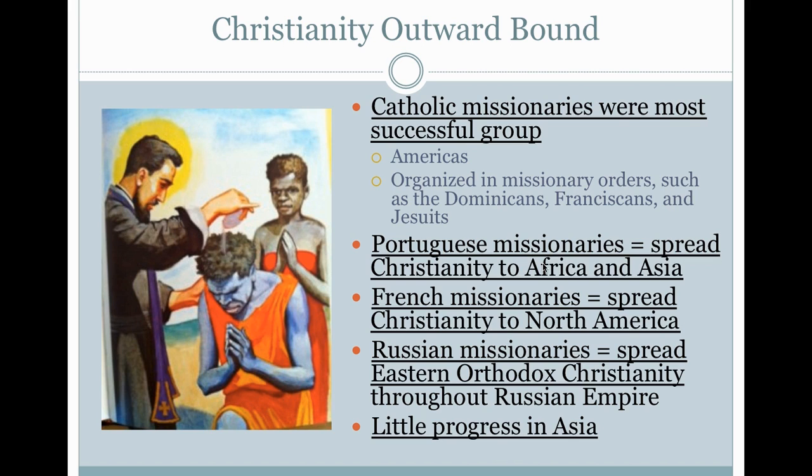Portuguese missionaries spread Christianity or Catholicism to Africa and Asia, especially India. French missionaries are going to travel to Canada and what would be Michigan and Ohio and Indiana today. Russian missionaries are going to spread Orthodox Christianity throughout that region. But overall, you're not going to see a lot of Christianity in Asia. There's going to be some diasporic communities, but mostly, Christianity is going to spread west into the Americas. A little progress, but not as much as you're going to see in the Americas.